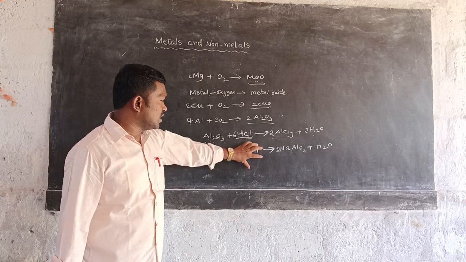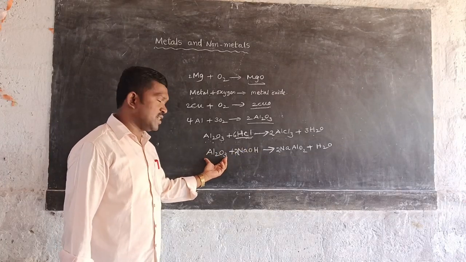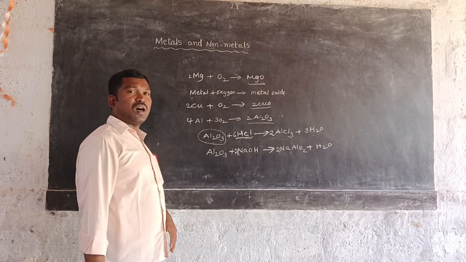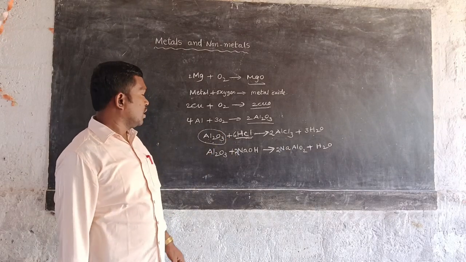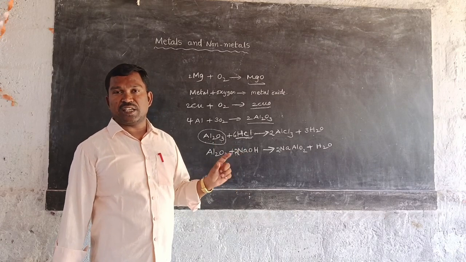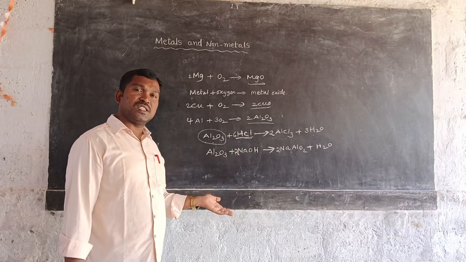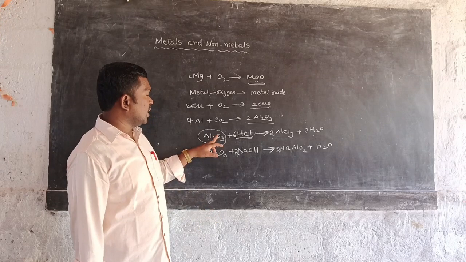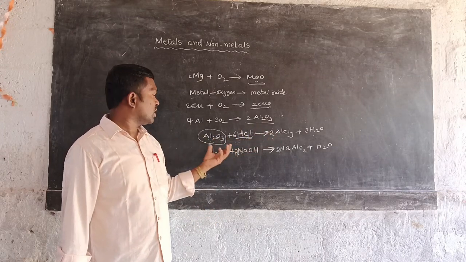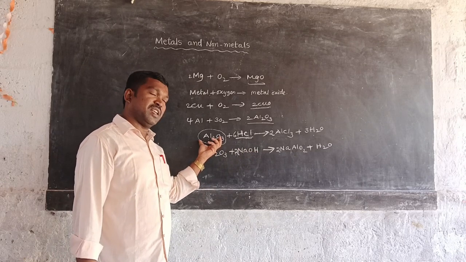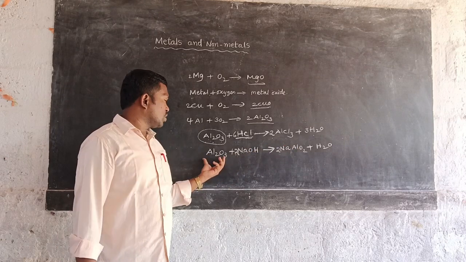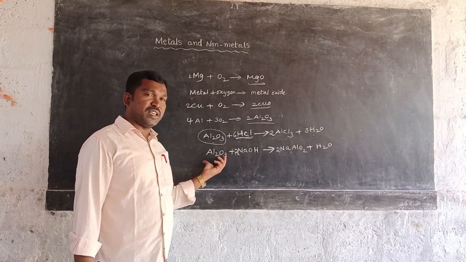So here, Al2O3's nature is acidic. This type of oxide is called an amphoteric oxide. Amphoteric oxides means dual nature, basic and acidic. Sometimes acidic, sometimes basic. Here, acid plus aluminum oxide gives salt and water, so aluminum oxide's nature is basic. Here, base and aluminum oxide give salt and water, so aluminum oxide's nature here is acidic.